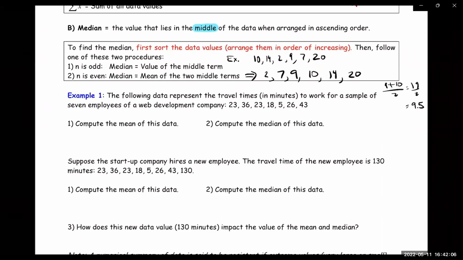So that's how you would find the median when you have an even number of data values. First, you arrange them from smallest to largest. Then you take the two middle ones and you find the mean, and that's how you get the median.